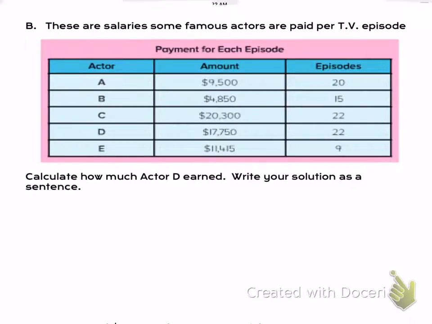We are looking at actors and how much they're paid per TV episode. So you see that actor A earns $9,500 per episode. Actor C earns $20,300 per episode. We are going to calculate how much actor D earned and then write our solution as a sentence. Actor D makes $17,750 per episode and has worked 22 episodes. Calculate and write a sentence.